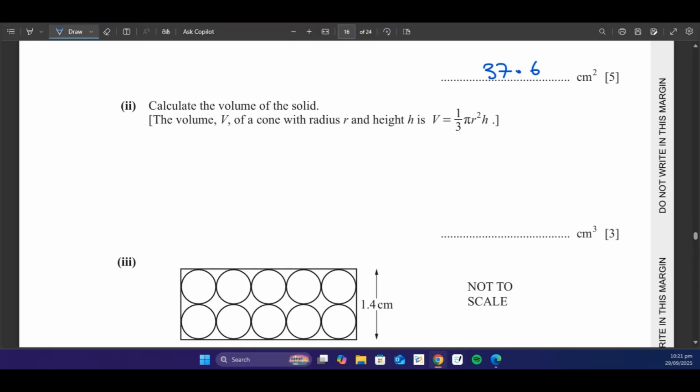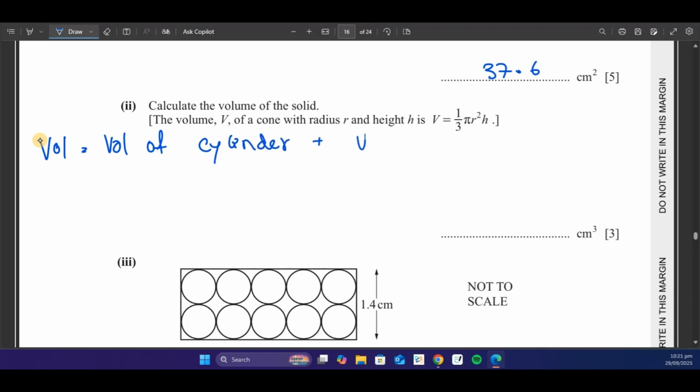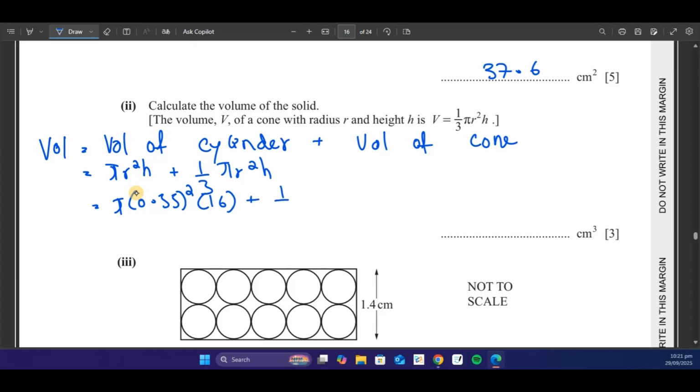The volume V of a cone with a radius r and a height h is V equals 1 upon 3 pi r squared h. Okay, so volume is equal to volume of cylinder plus volume of cone. All right, that would give us pi r squared h plus 1 over 3 into pi r squared h. That should give us, I suppose, pi and 0.35 squared into 16 plus 1 over 3 pi 0.35 whole squared into 1.5, and that should give us 6.35.